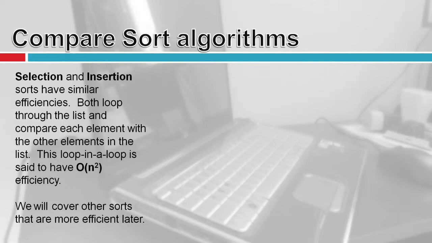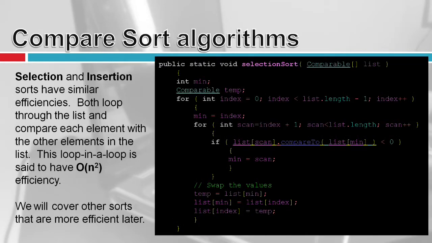Selection and insertion sorts have similar types of efficiencies. Both of them loop through the list and then compare each element with other elements in the list. This is a loop in a loop, or O of n squared efficiency. So both selection and insertion sorts, you can see, have a loop and then another loop inside that loop. So we say that selection and insertion sorts are O of n squared, which is fairly inefficient. Now, if you wanted to see which is efficient, an O of n operation is more efficient than an O of 2n operation, which is more efficient than an O of n squared operation.